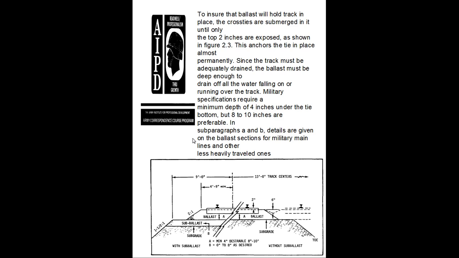Subparagraphs A and B give the details in the ballast section. For military main lines, the ballast extends 9 inches from the center of the rail to the sub-ballast grade. The 2 inches of the tie that are not exposed, subgrade 6 inches. A minimum of 4 inches, desirably 8 to 10 inches, in the ballast, and 0 to 8 inches desirable in the subgrade, with 1 on 1 or 2 on 1 slopes at the toes.